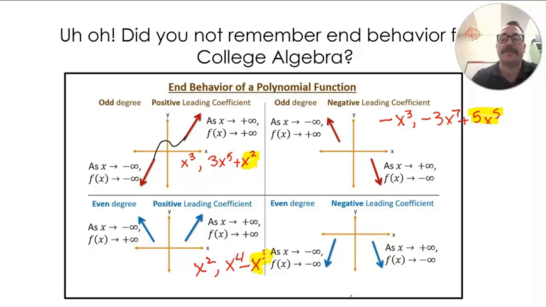All right, our last case here is even degree negative leading coefficient. So some examples of graphs with that property might be negative x squared would be the simplest one. And then how about negative 2x to the sixth minus 5x to the fifth plus 3.